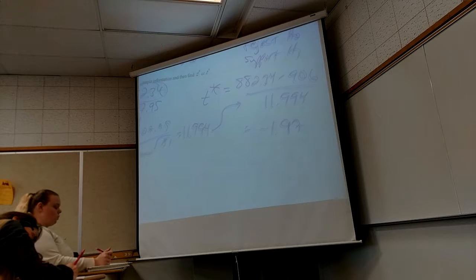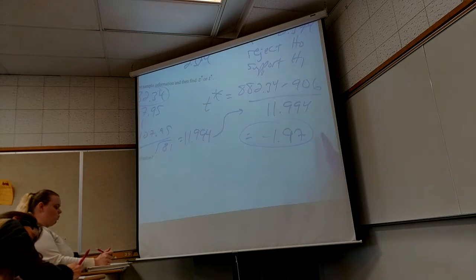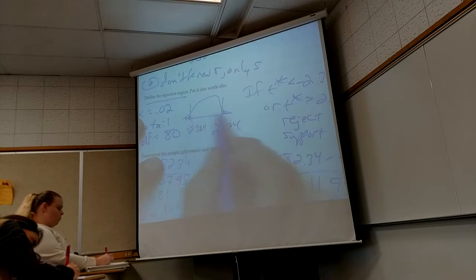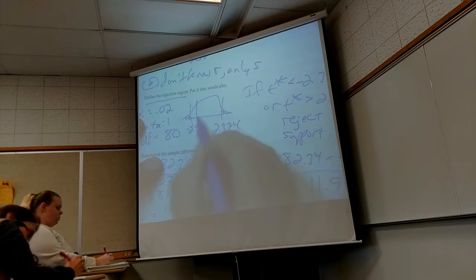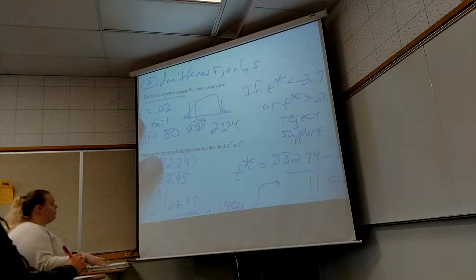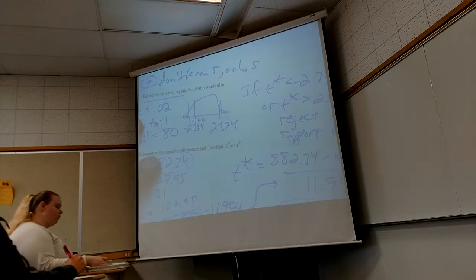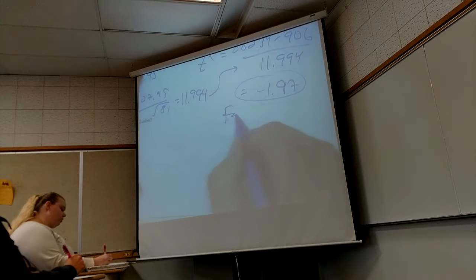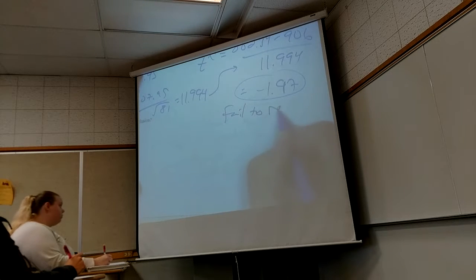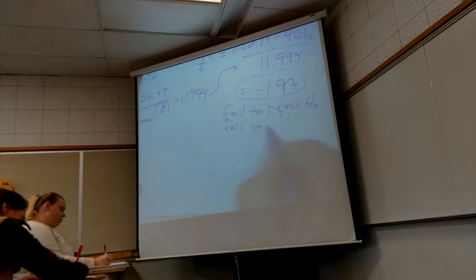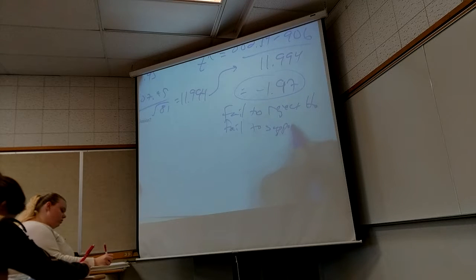So what does this mean? This will be two tails. Where is it on my picture? Negative 1.97. The book says one tail, but I know this is two tails. So did we make it? No. So we fail. We have insufficient evidence to reject the null, fail to support the alternative.